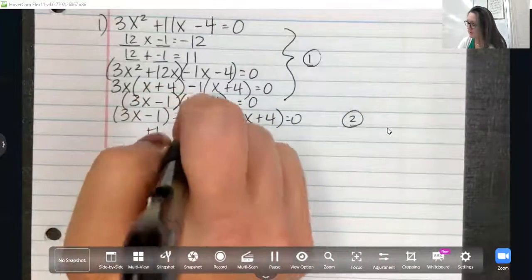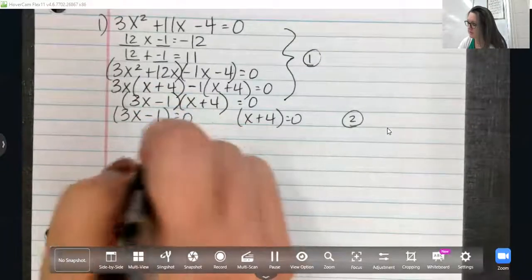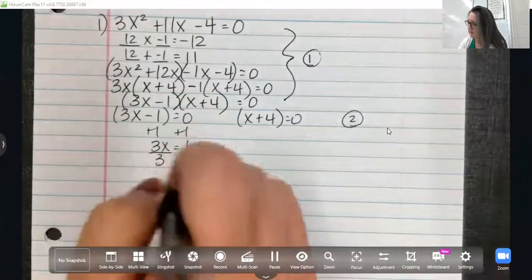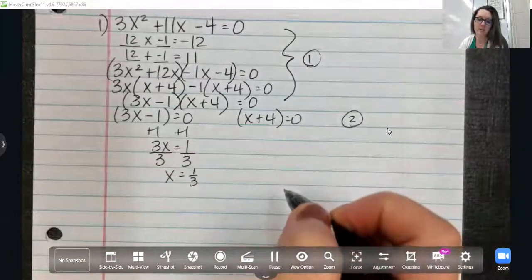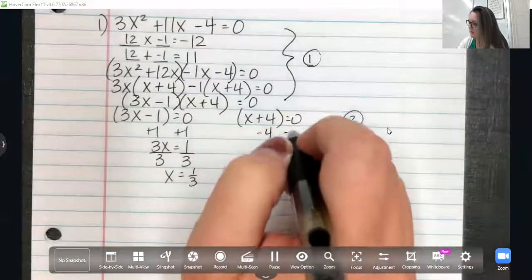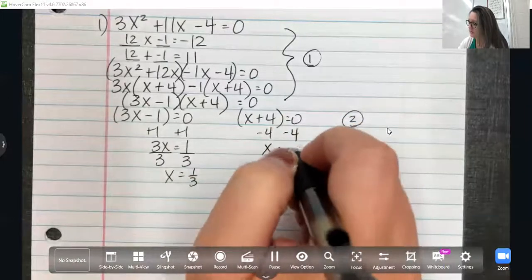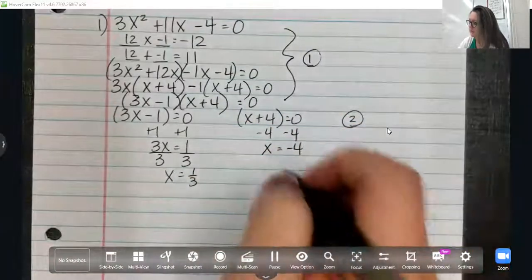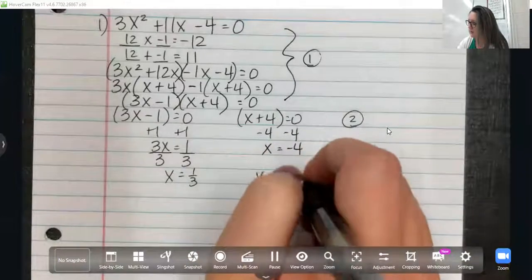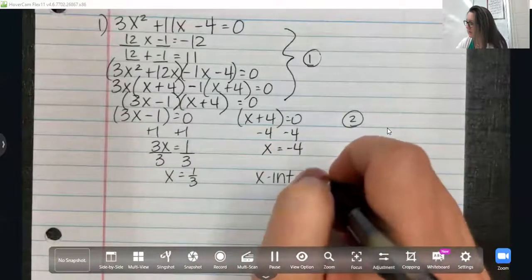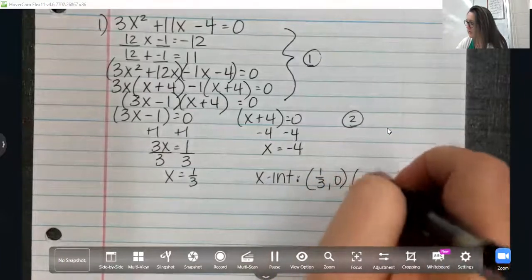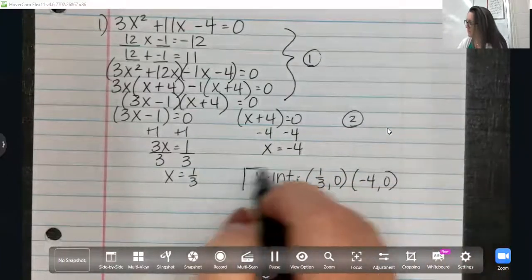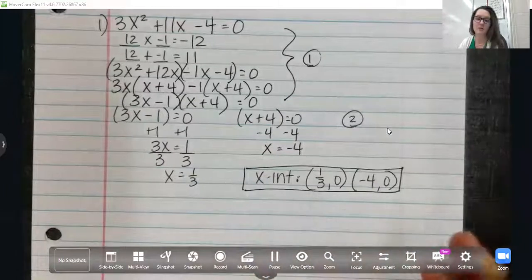I'm going to add 1 over here. 3x equals 1, divide by 3, and x equals 1/3. So that's one of my zeros. And on this one, I'm going to subtract 4. So x equals negative 4. So I have two x-intercepts, right? My x-intercepts are (1/3, 0), because they're points, right? And (negative 4, 0). So that's how we solve algebraically.